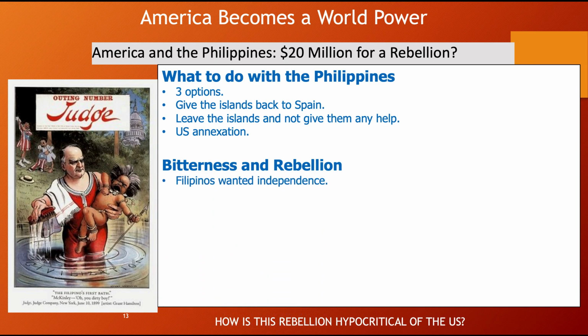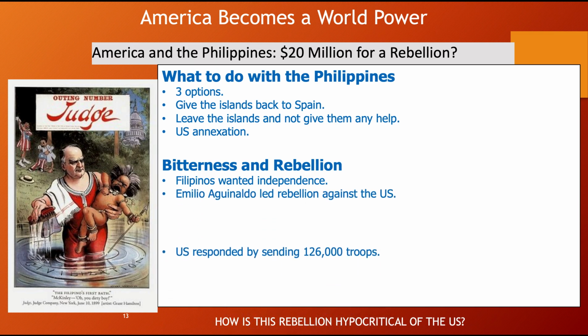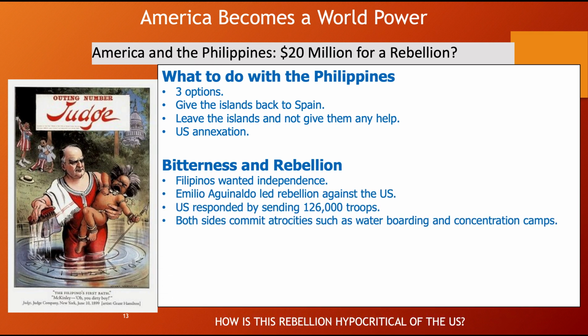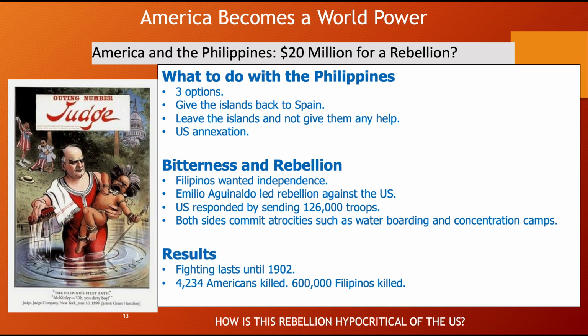The Filipinos wanted independence, naturally. They led a rebellion against the U.S. We sent thousands of troops. Both sides committed atrocities. And the result was that the fighting lasted for many years. Many Americans and Filipinos were killed, and they were not granted independence until 1946.